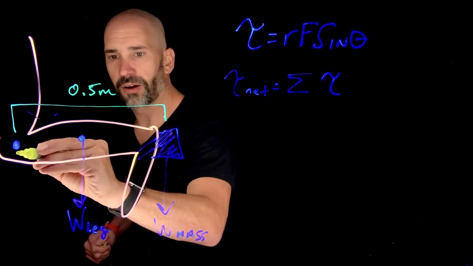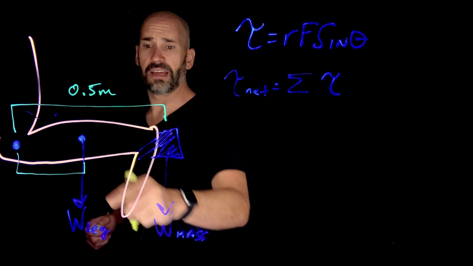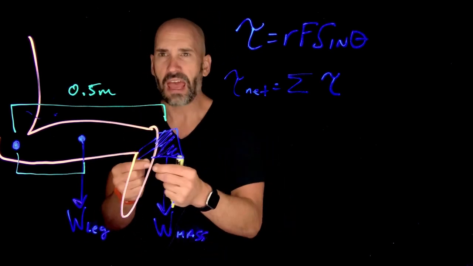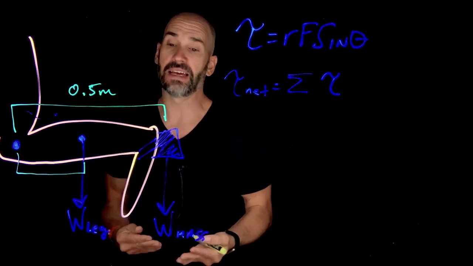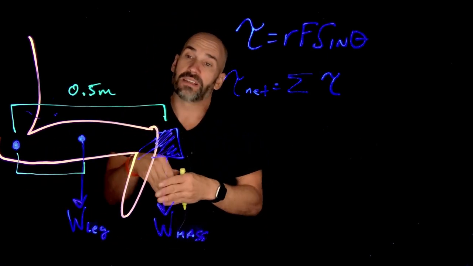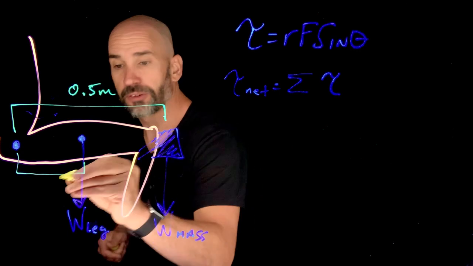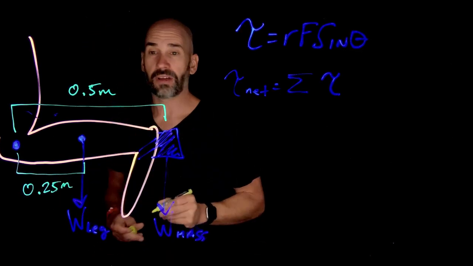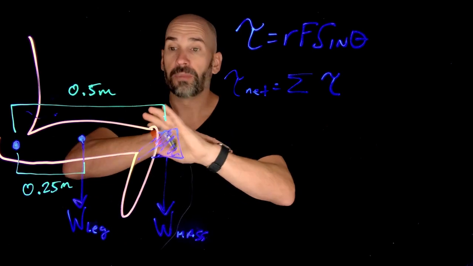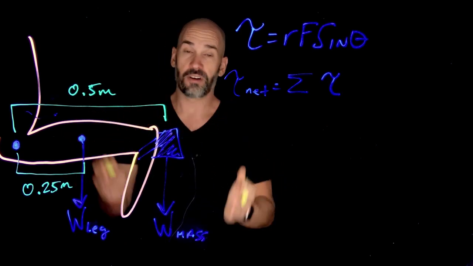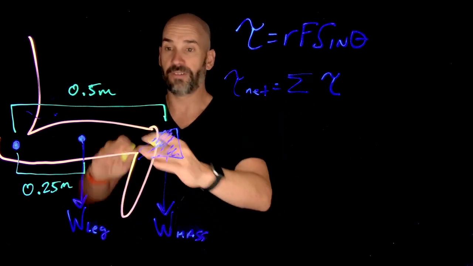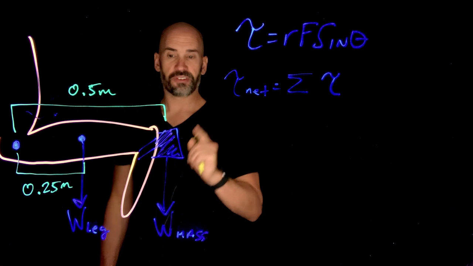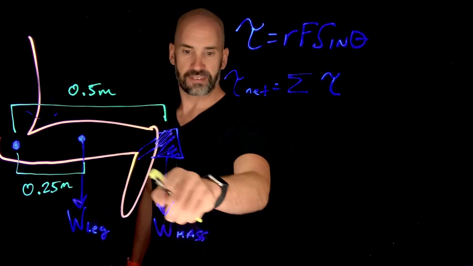But what about this R? How far is that? Well, this is the weight of the leg. And remember, the weight of the leg acts at the center of mass of the leg, which we can say is approximately the middle of the leg. So I can just say that that's 0.25 meters. Okay, so now I've set myself up to do a very simple net torque to find all the torque around this knee. First things first, let's start with the mass.